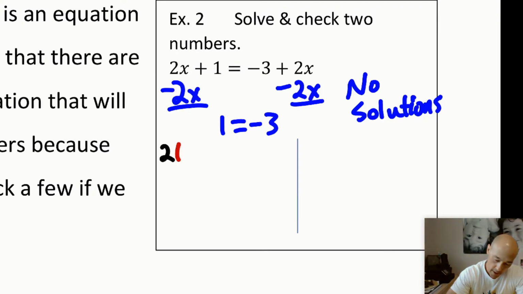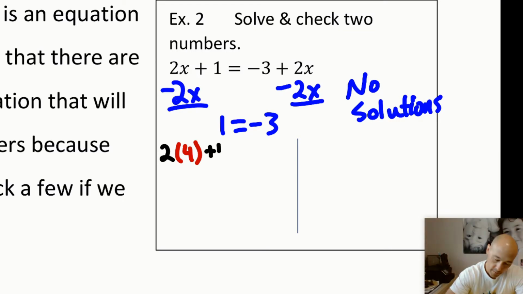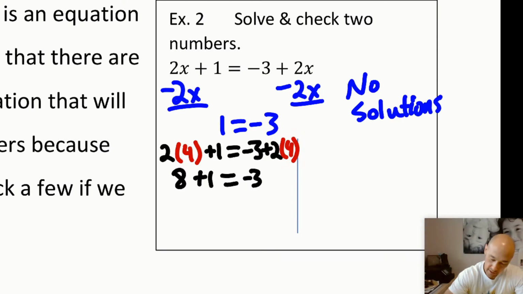So 2 times 4, so I'm plugging into our original equation. I'm going to plug 4 in there and 4 in there. Okay, so that's going to be a +1 equals -3 plus 2 times 4. All right, so 2 times 4 right here, that's 8, plus 1 is equal to -3, and 2 times 4 there is also 8. On the left, 8 plus 1 is 9. Negative 3 plus 8, that's 5.